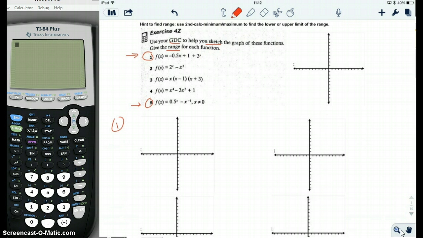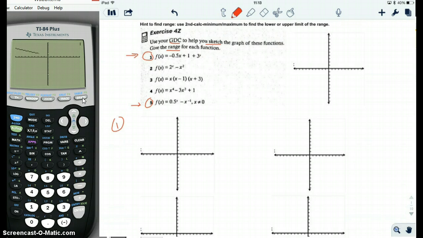These you're not expected to just graph them by plotting points. You're going to use your calculator just like you've used your calculator for exponential functions and other functions. So first we're just going to put the function in here. You guys are experts at this now. You're going to put negative 0.5 x plus 1 plus 3 to the x.